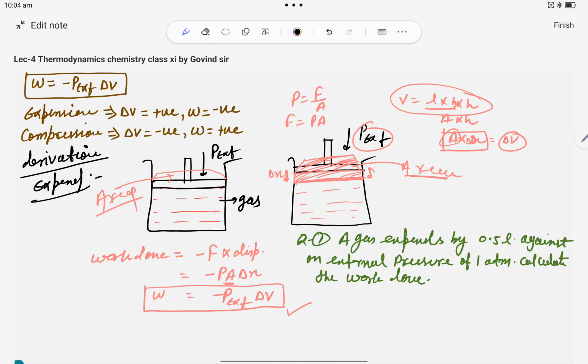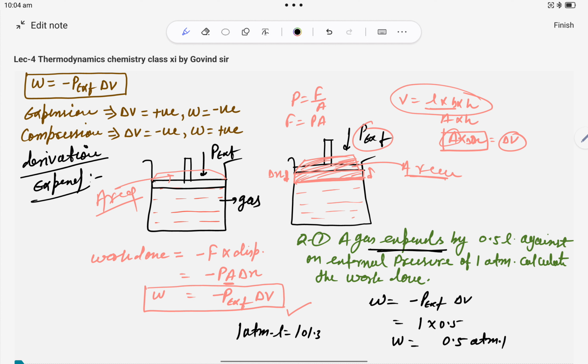So check it. Gas expands, so minus W is equal to minus P external delta V. Pressure is given 1 into 0.5, so W is equal to 0.5 atm liter. You can convert it into joule also. How to convert to joule? 1 atm liter is equal to 101.3 joule. By this value you can convert into the joule.